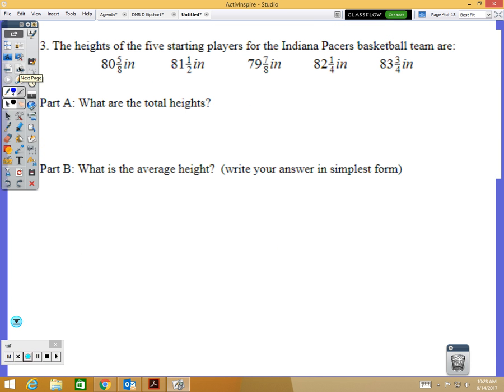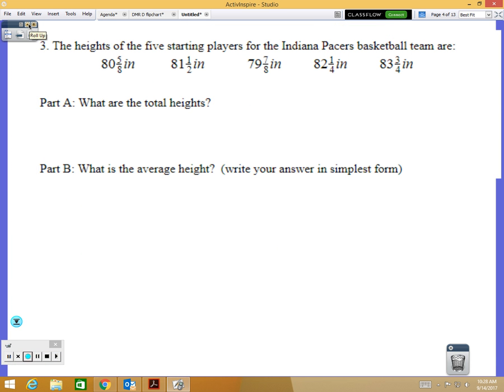So question number 3. Question number 3 is one of them that is worth multiple points because it has 2 parts. So it gives you the heights of the 5 starting players for the Indiana Pacers. And it says what are the total heights and then what is the average height. All right, so we have 5 mixed numbers. My suggestion is to first just go ahead and add your whole numbers. All right, and I'm going to do this actually down here so I have space.